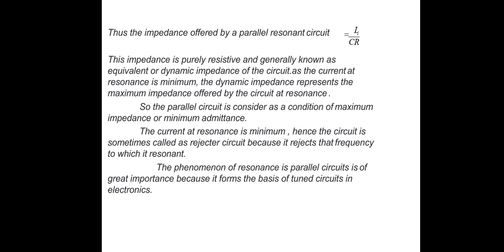Current is minimum, because the impedance is maximum. The current at resonance is minimum, hence the circuit is sometimes called the rejector circuit, because it rejects the frequency to which it resonates. So we call it a parallel resonant circuit, and sometimes a rejector circuit, because the current at resonance is minimum, the admittance is minimum and the impedance is maximum. This is quite the reverse of the series resonance circuit. Therefore it rejects the frequency to which it resonates.